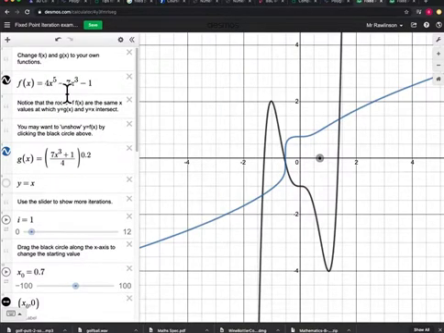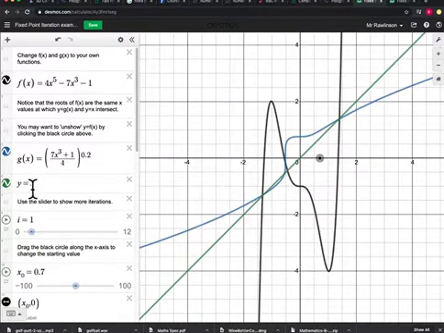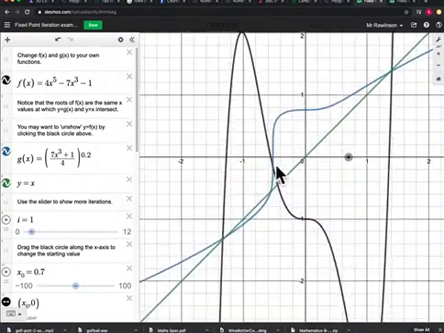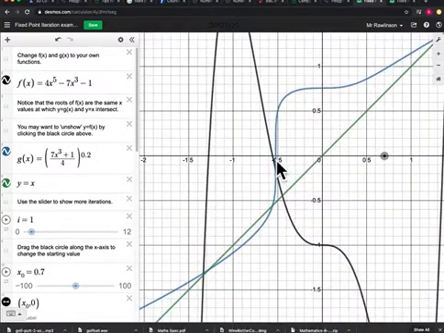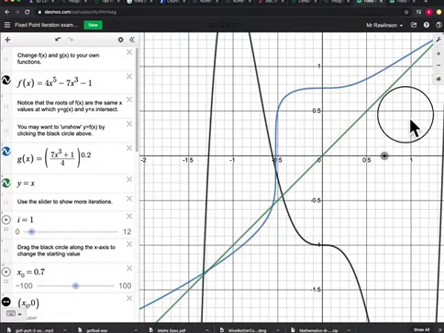Remember we rearranged f of x equals 0 to be g of x equals x. So if we draw the graph of y equals g of x and the graph of y equals x, those two are going to cross at the same places that f of x is 0. So best example here is that one. The black graph crosses the x-axis. That's the x-coordinate we want. It's also the x-coordinate of where the blue and the green cross.